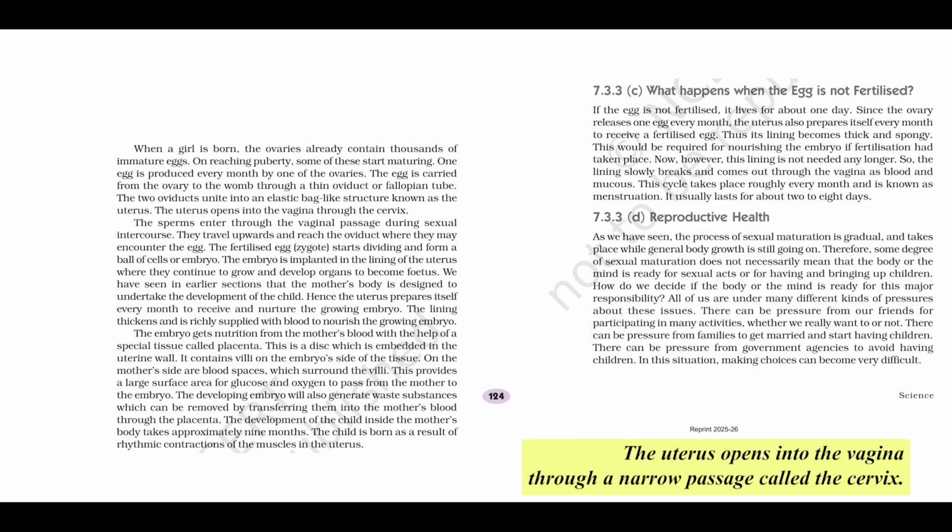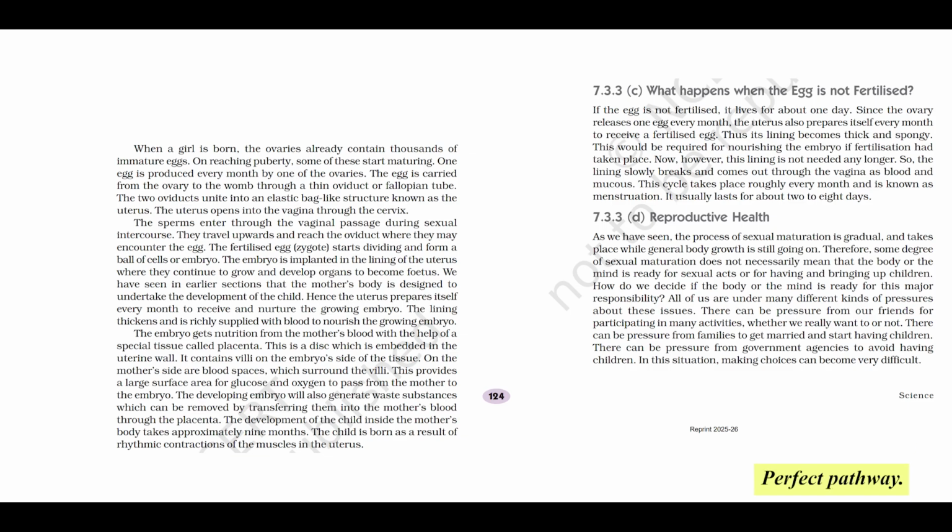The uterus opens into the vagina through a narrow passage called the cervix. The vagina receives sperms during intercourse and is also the birth canal. Egg released goes into fallopian tube, oviduct, where fertilization happens, then to uterus for development. Uterus opens via cervix into vagina. Perfect pathway.